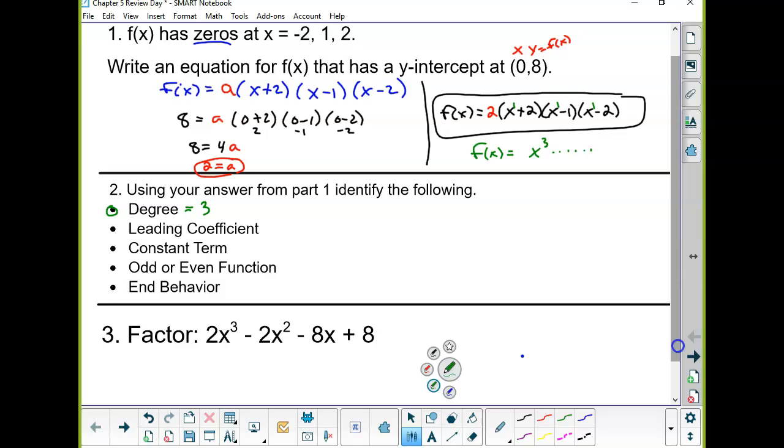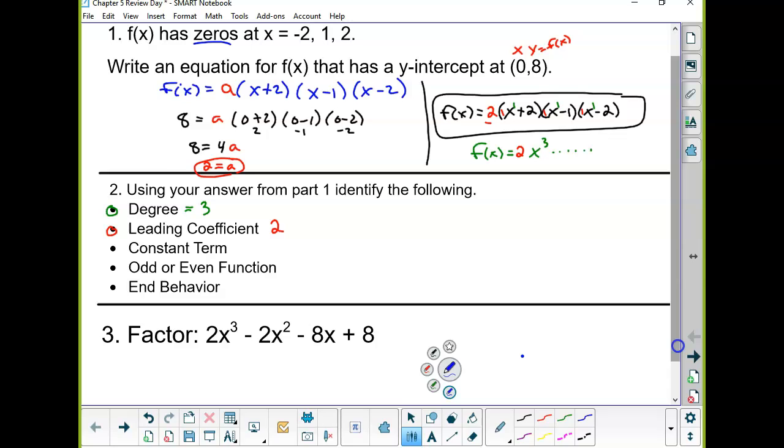Now let's think about the leading coefficient. Well, the leading coefficient would be multiplying all the leading numbers together. So it's 1x, 1x, 1x, and 2. Well, 1 times 1 times 1 times 2 is just 2. So my leading coefficient would be a 2.